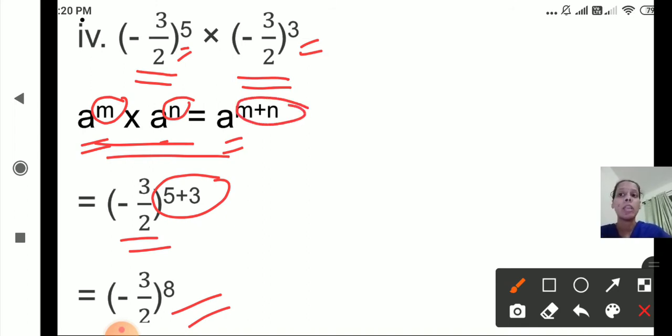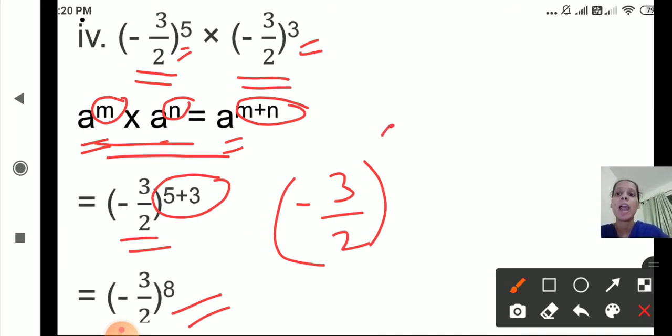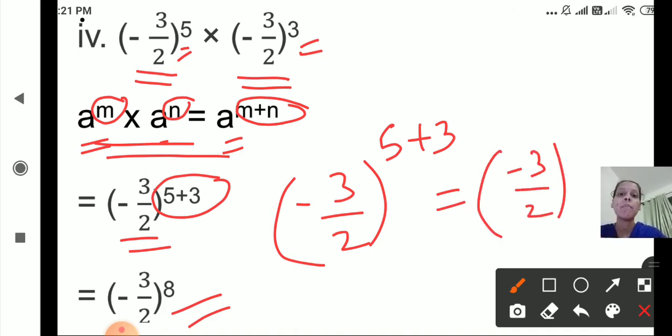Okay, so in this question now, minus 3 upon 2 is the base, right? So we'll write down minus 3 upon 2 first. Now what is the index here? 5 and 3. So we will add the index, that is 5 plus 3. So what will be the answer? Minus 3 upon 2 and 5 plus 3, that is 8. So minus 3 upon 2 raised to 8 is the answer.